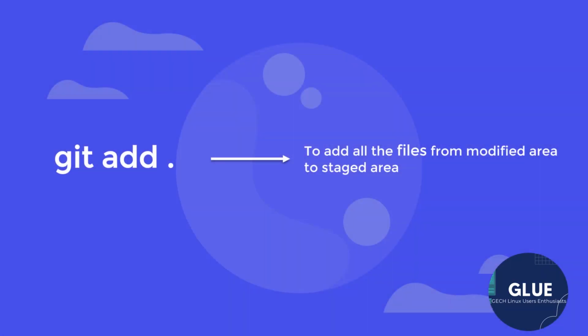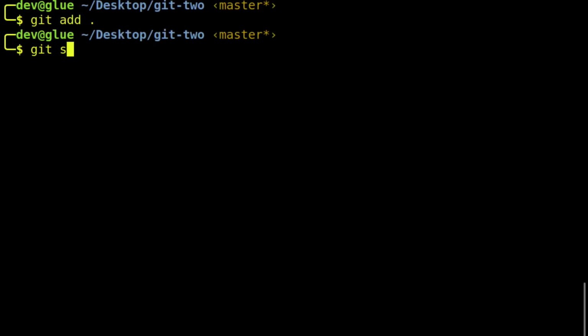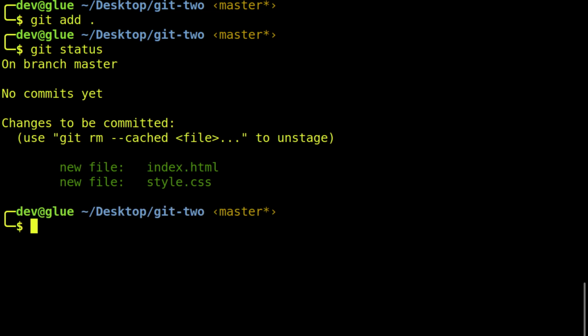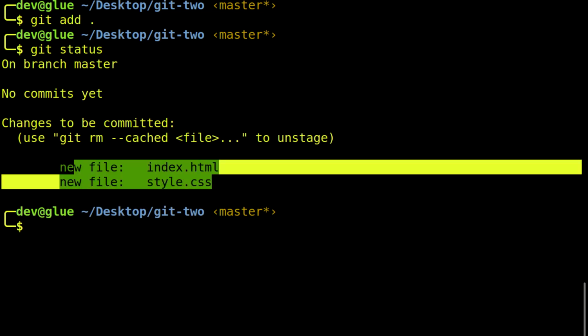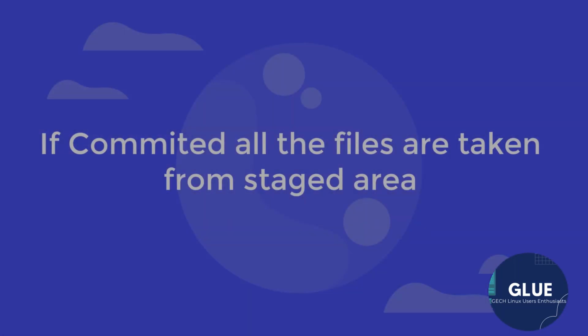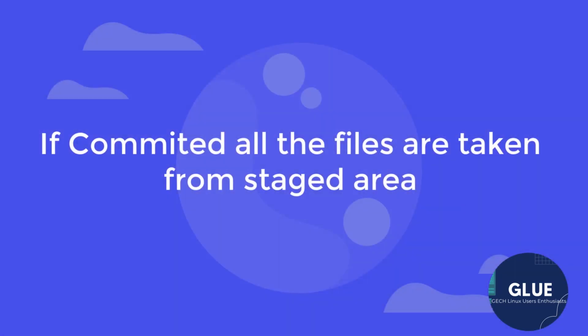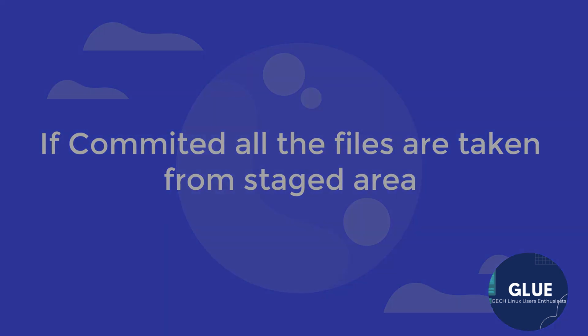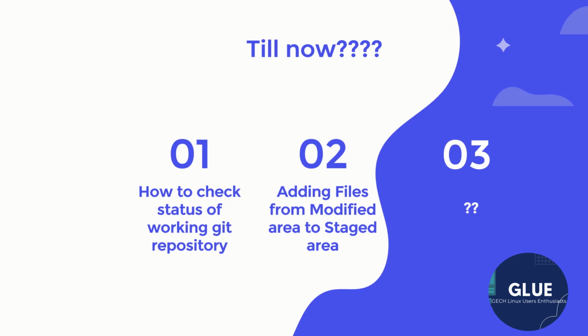Here, if we use the same command for our example and check the status of our working directory, we get to know that both index.html and style.css are presently in the staging area and are depicted in green color. Now, if we make a commit to the Git repository, Git takes both the files index.html and style.css as committed files, as both were in the staging area. So, for now, we got to know about how to check the status of the working Git repository and the way to add files from modified stage to staging area.